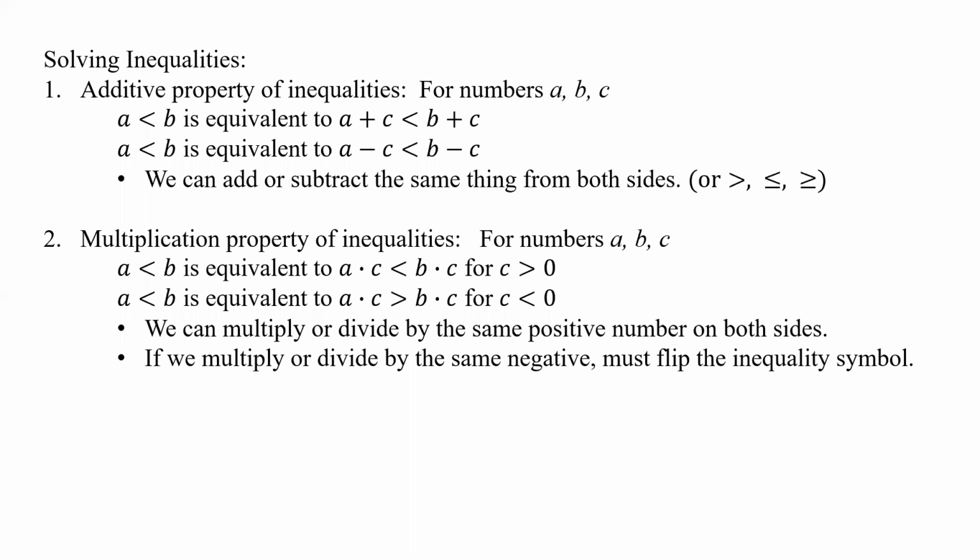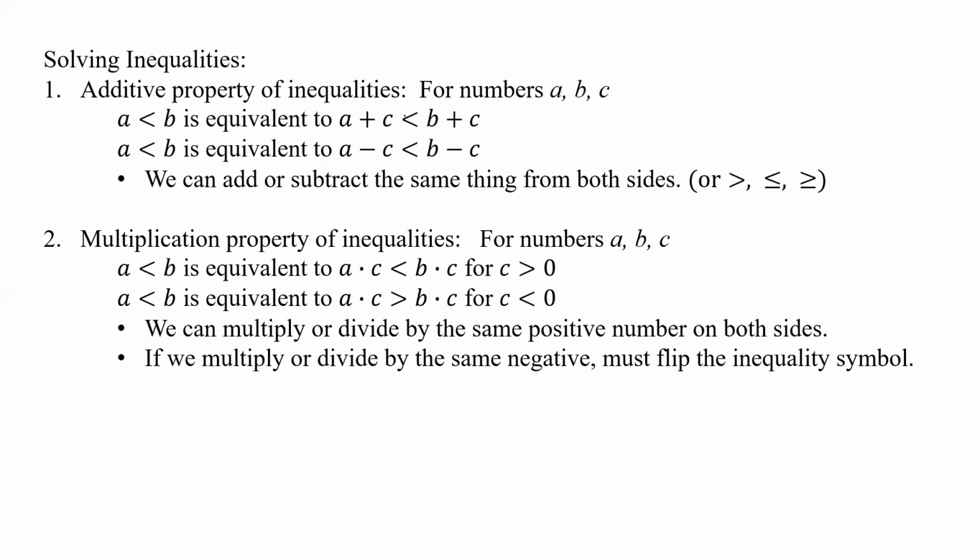All right, so now we know how to graph on a number line and write the interval notation. So now it's the next step, solving inequalities. We can use the additive property of inequalities. For numbers a, b, and c, if a is less than b, that's equivalent to a plus c less than b plus c. So we can add c to both sides and it doesn't change the inequality.